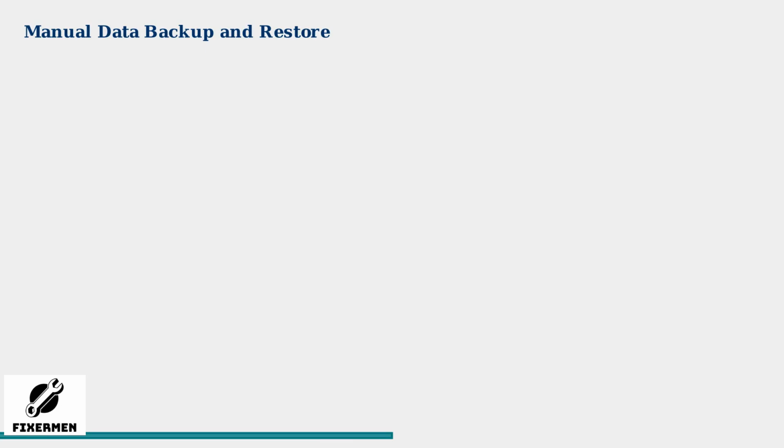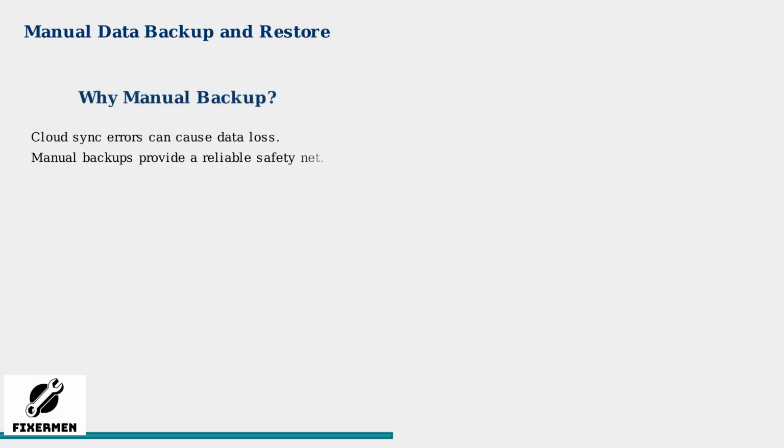Manual data backup is an essential precaution when dealing with cloud sync errors in Bongo Cat. By creating your own backups, you ensure that your settings, replays, and custom content remain safe even if automated syncing fails. Why is manual backup important? Cloud sync errors can result in lost data, but having local copies means you can always recover your progress without relying on potentially unreliable online services.